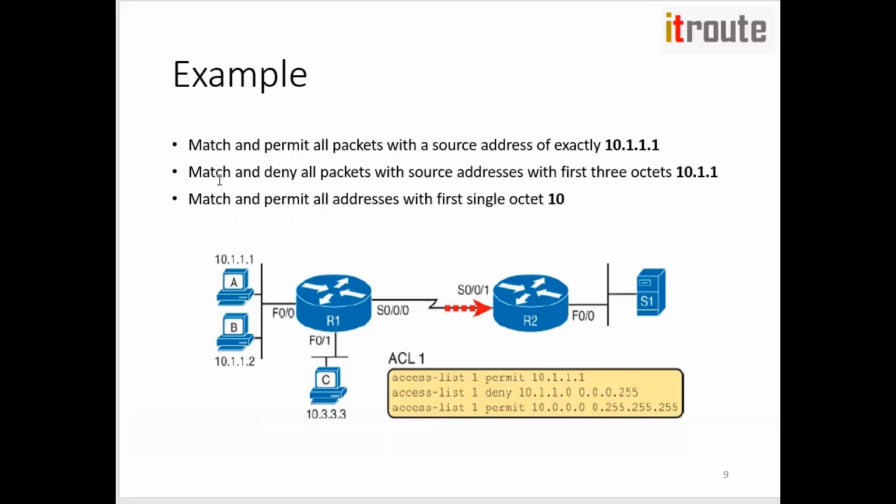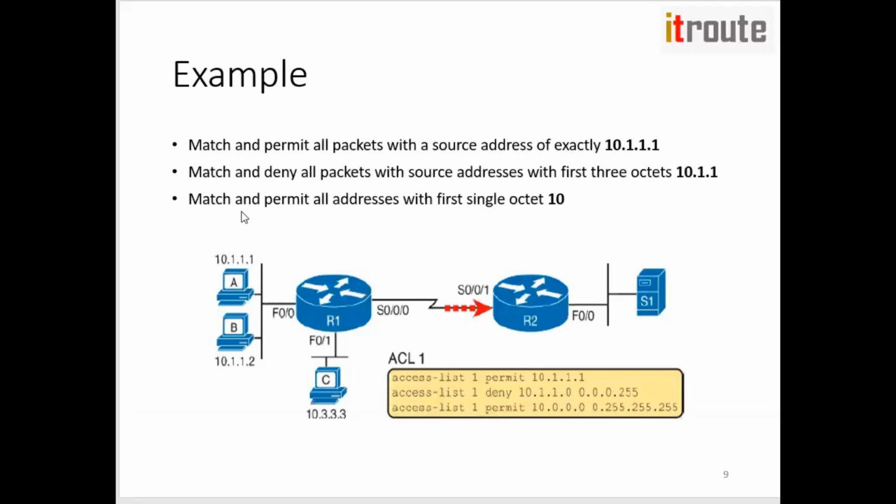The second one says match and deny all packets with a source address with first 3 octets 10.1.1. So access list 1 deny, we want to match anything with 10.1.1.0. The 0 means it will not check the last block. With 0.0.0.255, it will not check the last one.